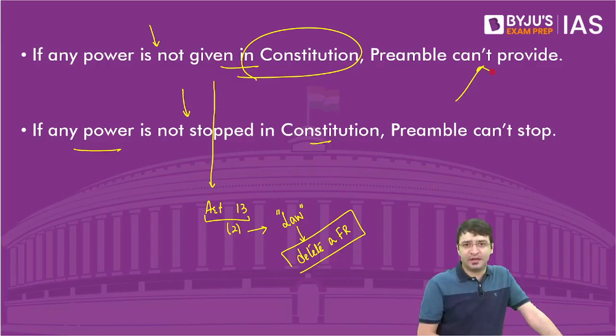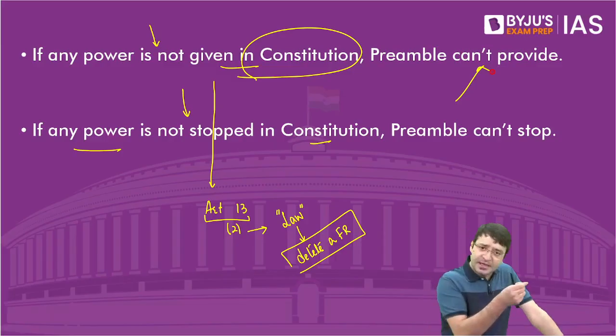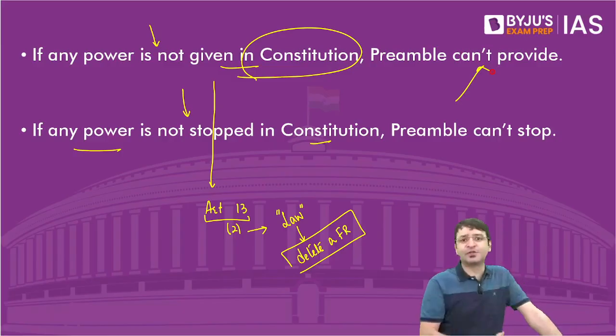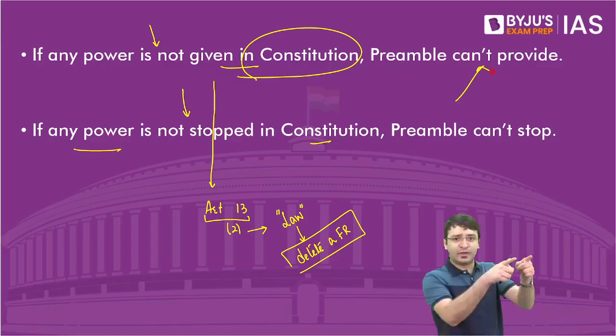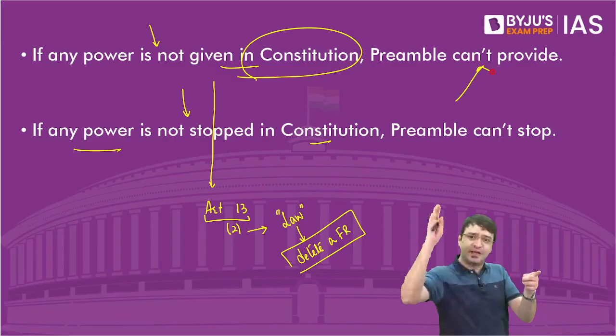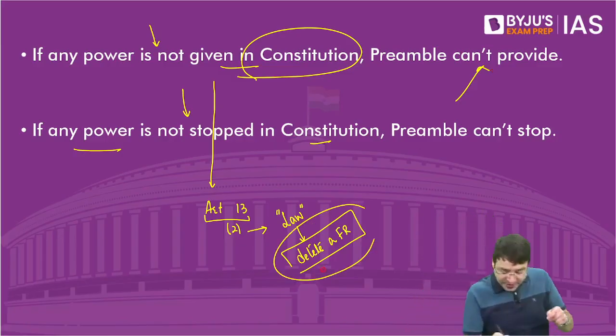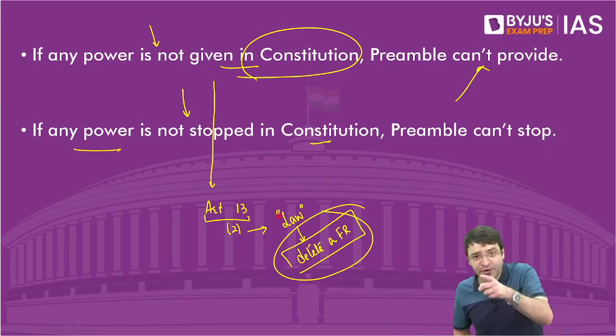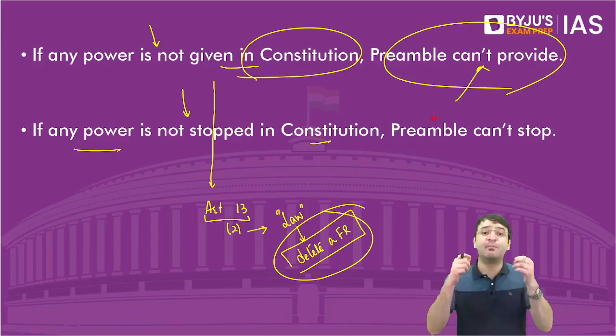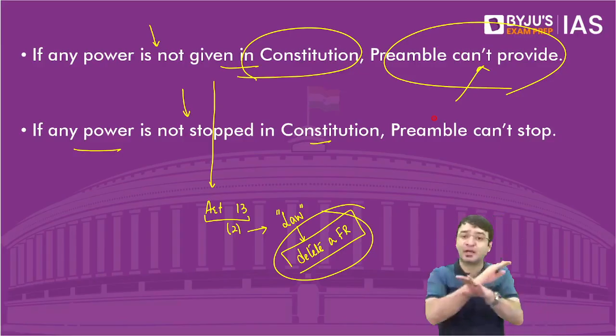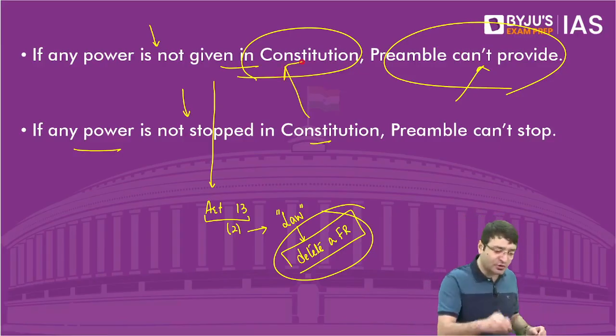We, the people of India, having solemnly resolved to constitute India into a sovereign. Sovereign means we can make any decision, we can unmake any decision. That means preamble tells the Indian state that you are sovereign. And if you are sovereign, you can take any decision. You can make any decision. You can unmake any decision. But if the power to delete fundamental right is not given to you, we can't say preamble provides you that power. Preamble can't provide a power which the Constitution has not given.